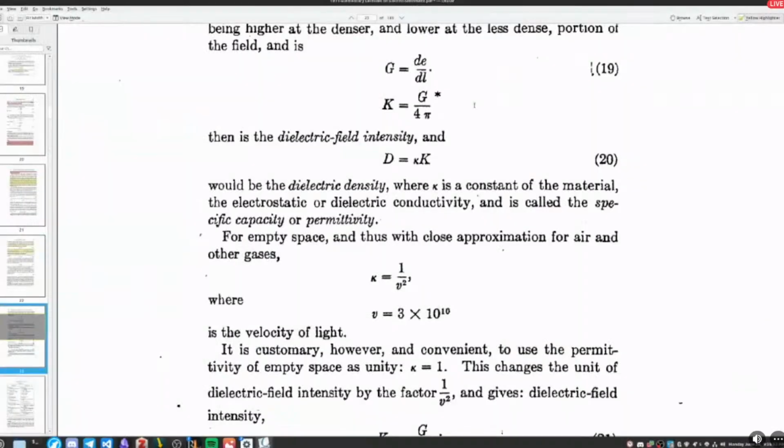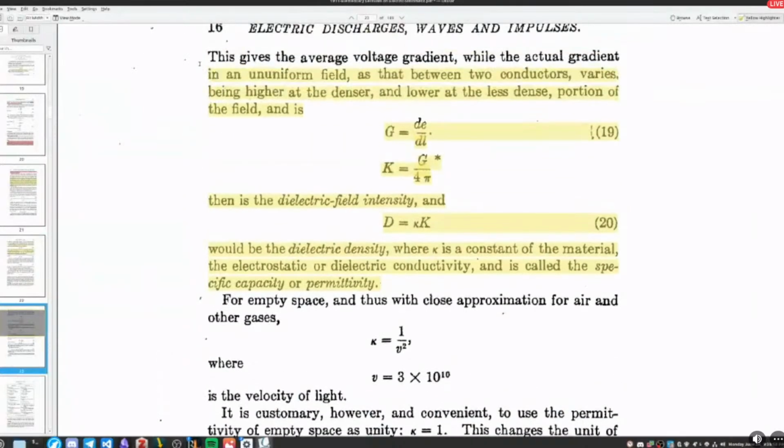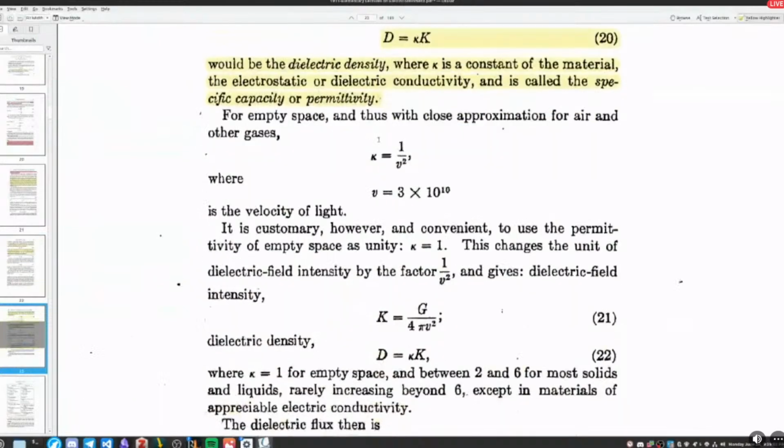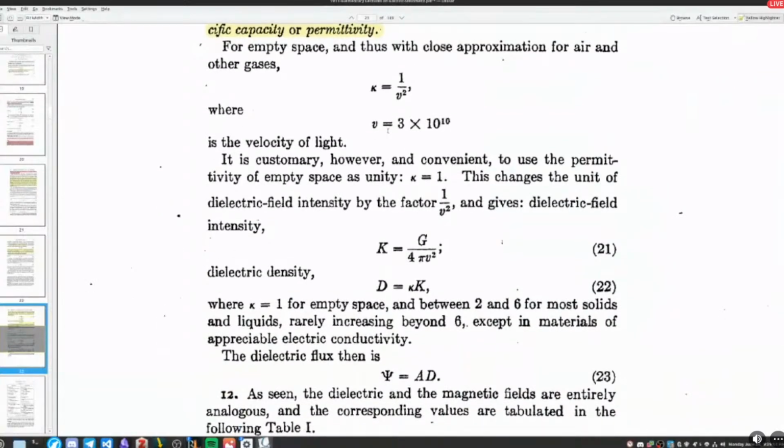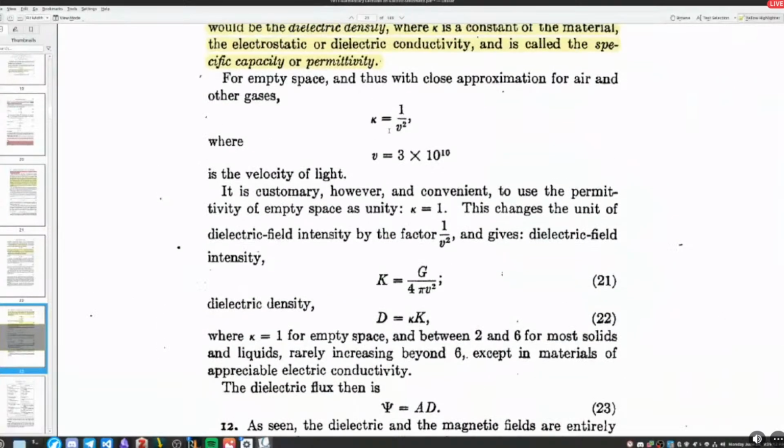Then is the dielectric field intensity, and D equals little k times K, 20, would be the dielectric density, where K is a constant of the material, the electrostatic or dielectric conductivity, and is called the specific capacity or permittivity for empty space, and thus with close approximation for air and other gases. Little k equals 1 over voltage squared, where B equals 3 times 10 to the 10 is the velocity of light. It is customary, however, and convenient to use the permittivity of empty space as unity.